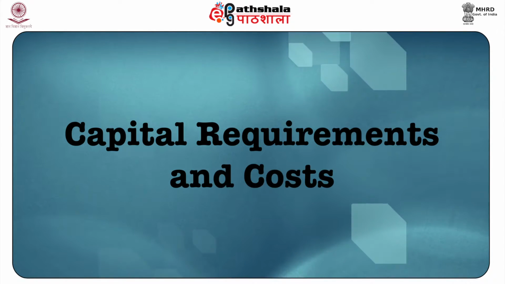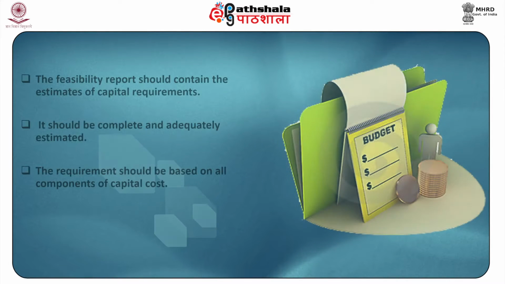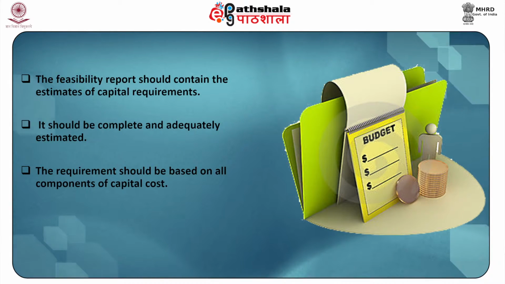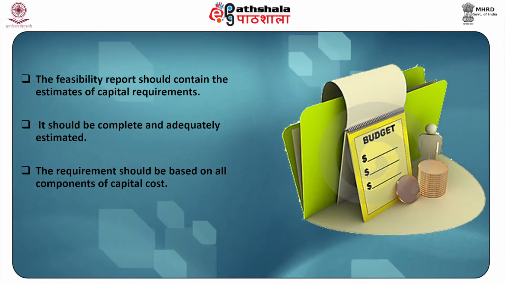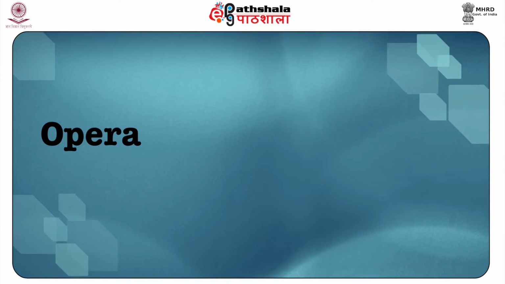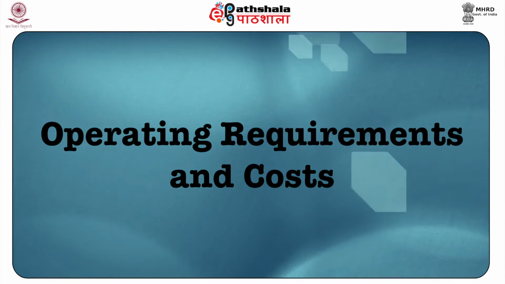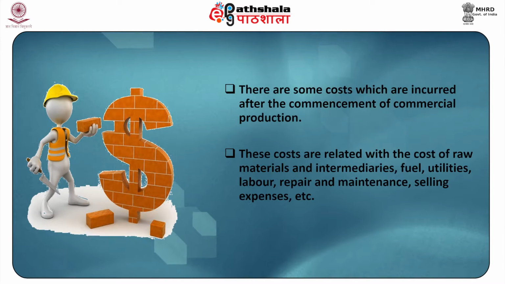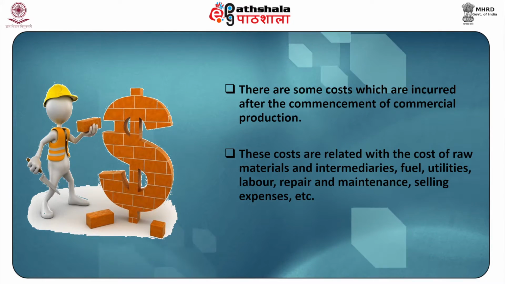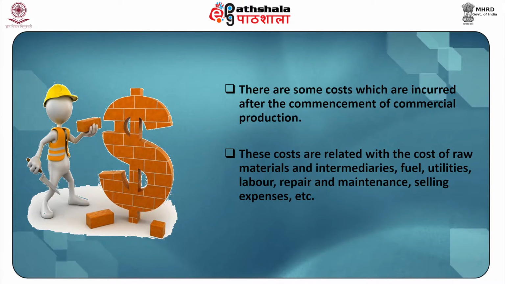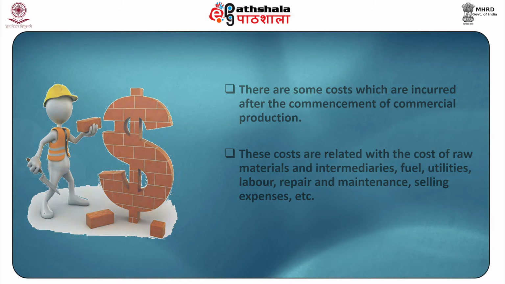Number five, capital requirements and cost. The feasibility report should contain the estimates of capital requirements. It should be complete and adequately estimated. The requirement should be based on all components of capital cost. Number six, operating requirements and costs. There are some costs which are incurred after the commencement of commercial production. These costs are related with cost of raw materials and intermediaries, fuel, utilities, labor, repair and maintenance, selling expenses, etc.